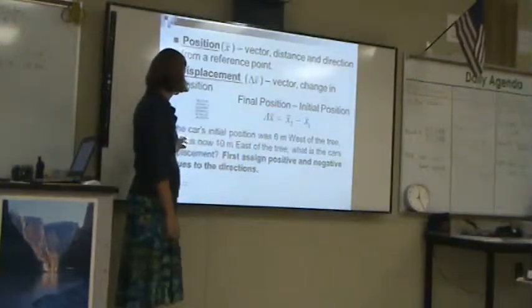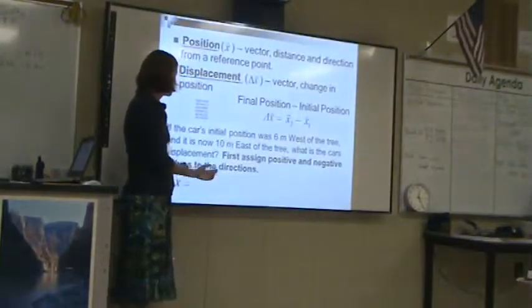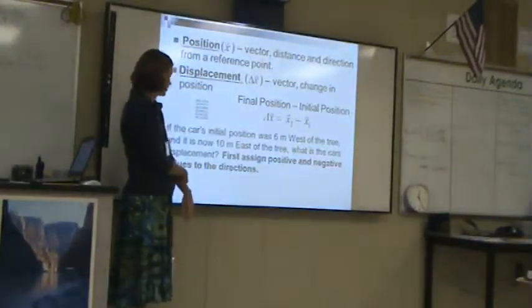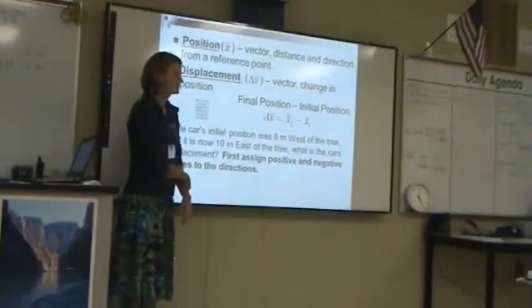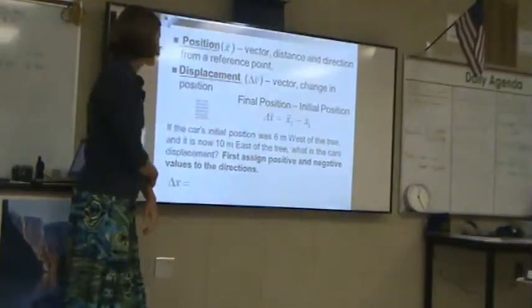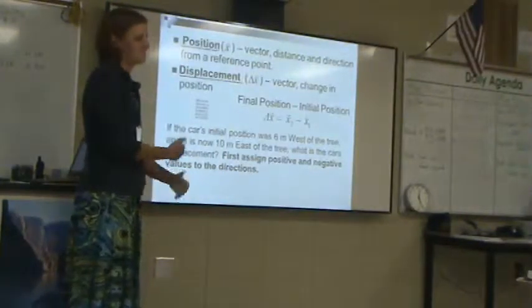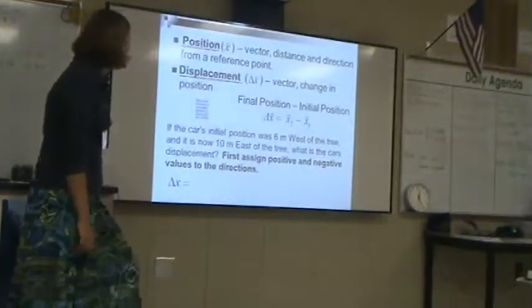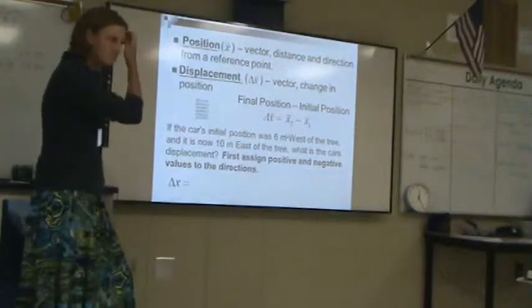For example, this one. Car's initial position is 6 meters west of a tree, and now it's 10 meters east of the tree. What's the car's displacement? 4 meters east. 16 meters east? 4 meters east. Well, which one's the final? The 6 meters west or the 10 meters east? 10 meters east.